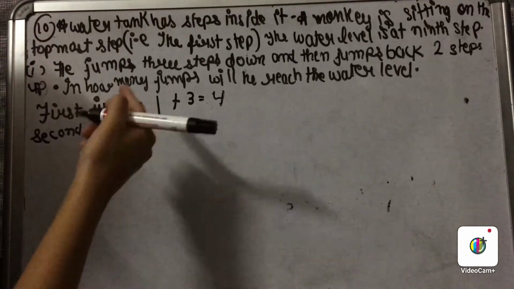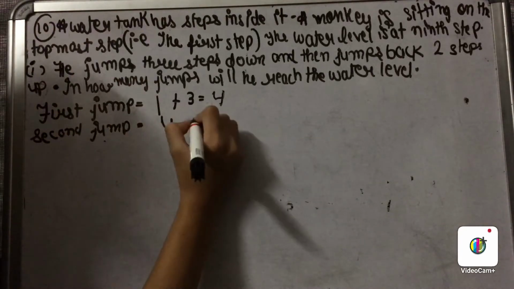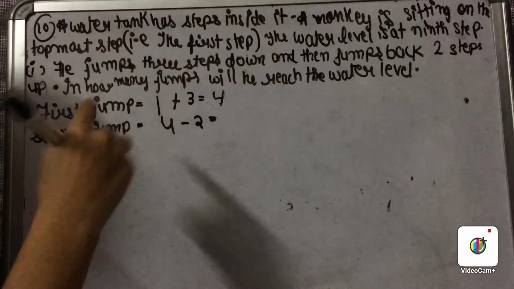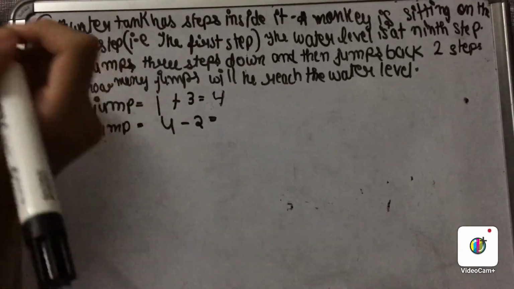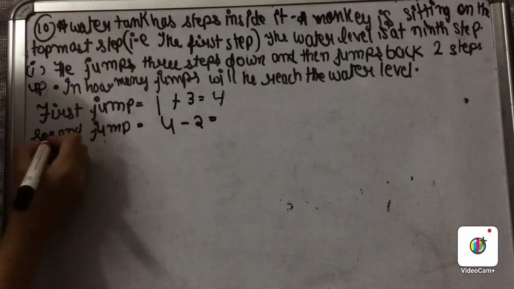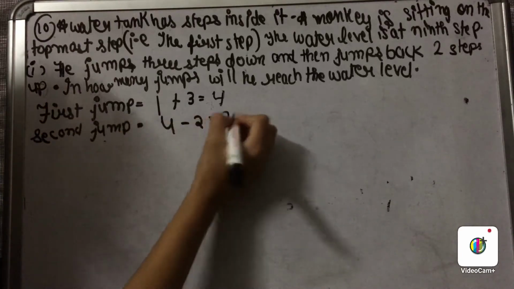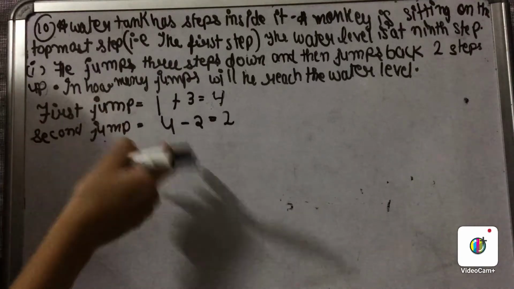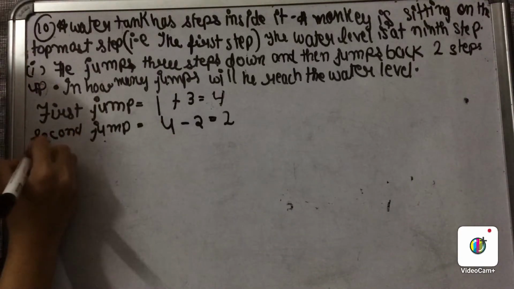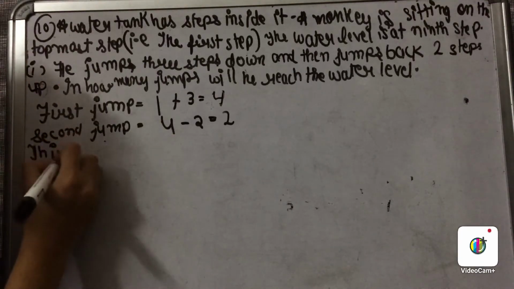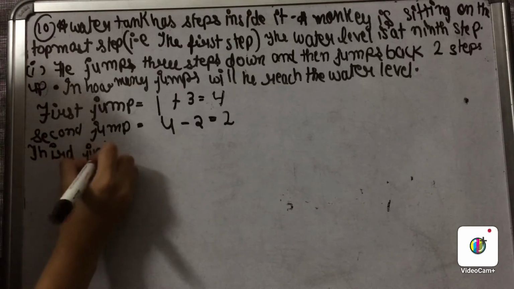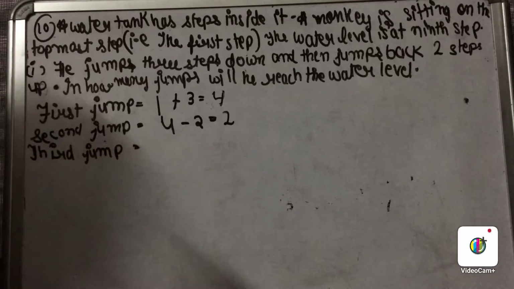What is our second jump? In the second jump, you will subtract 2 because he is moving back 2 steps. I don't know why. I think the monkey is a little mental, because why is he moving 2 steps back? So what is 4 minus 2? 4 minus 2 is 2. And this was our second jump. Now if we move on to our third jump.